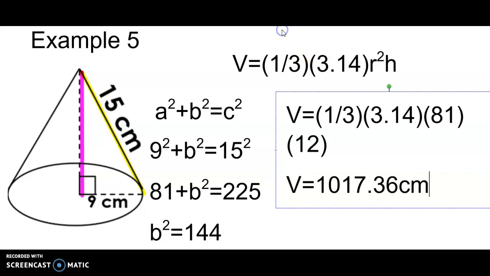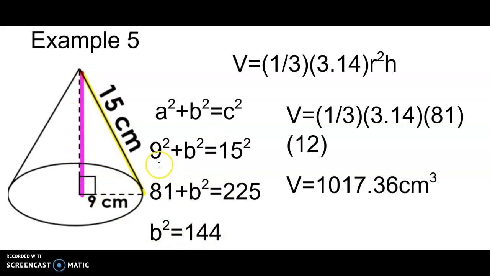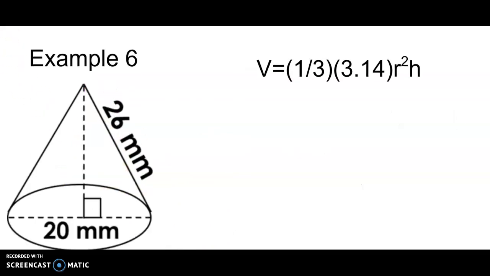Okay, now the only difference between this problem and the previous problems is having to use the Pythagorean theorem to find the height. You won't have to do that all the time, just when you have the slant height. I do have another example on here for that, just because I really want to make sure that we understand how we do this.